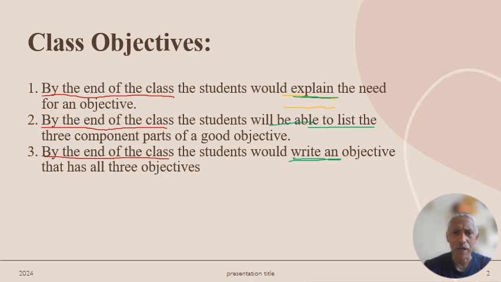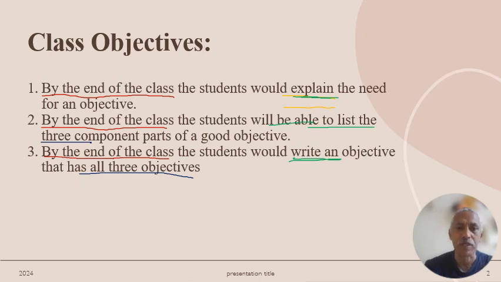Another thing I would like us to notice, which I don't necessarily have in the first one, but in the third one, is that it has three components. How many of them do I want my students to list? I want them to list three component parts. In the third objective, I want you to write a learning objective, but a learning objective that has all three component parts.